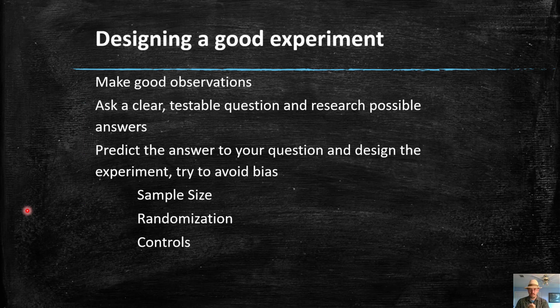But when we design an experiment, we have to make good observations, ask a clear question, a testable question with a good hypothesis, right? We want to do research on background as much as we can, predict the answer to our question, design an experiment, try to avoid bias at the same time. And other ways to avoid bias include having a big sample size. Why would a big sample size help us not only to avoid bias, but to get at the right answer?